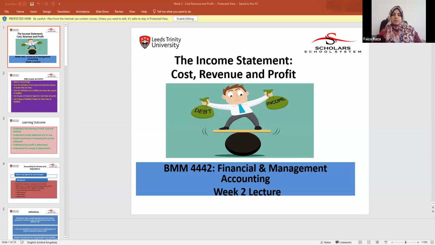Then uses of the income statement we have discussed, which was that it provides information on how efficient the business has been in generating profit from its inputs, and then provides information on how the profit was made. So that was the end of the lecture.